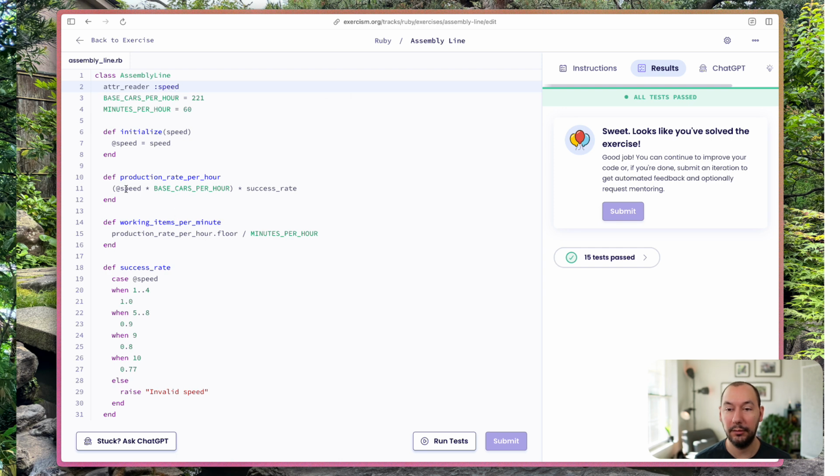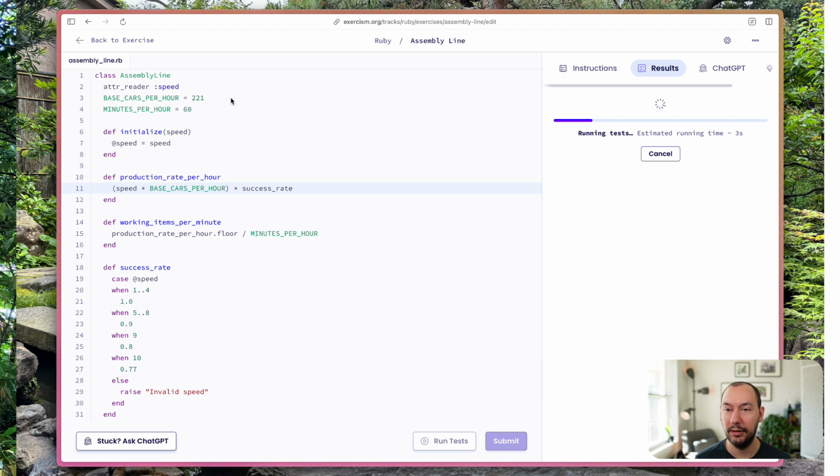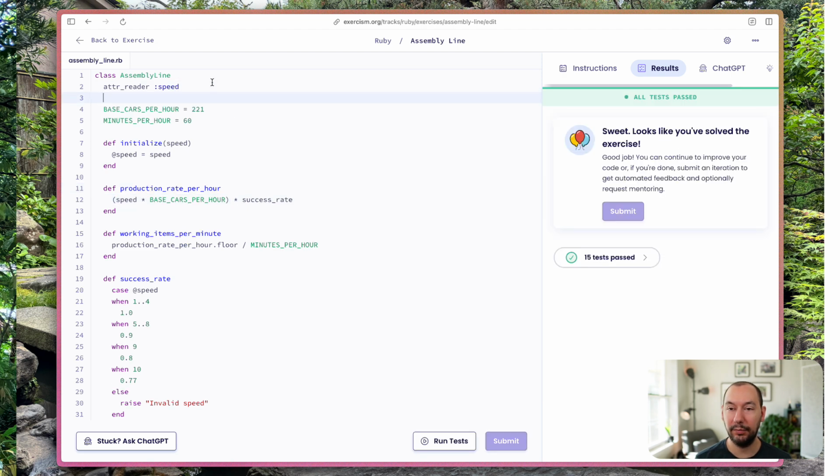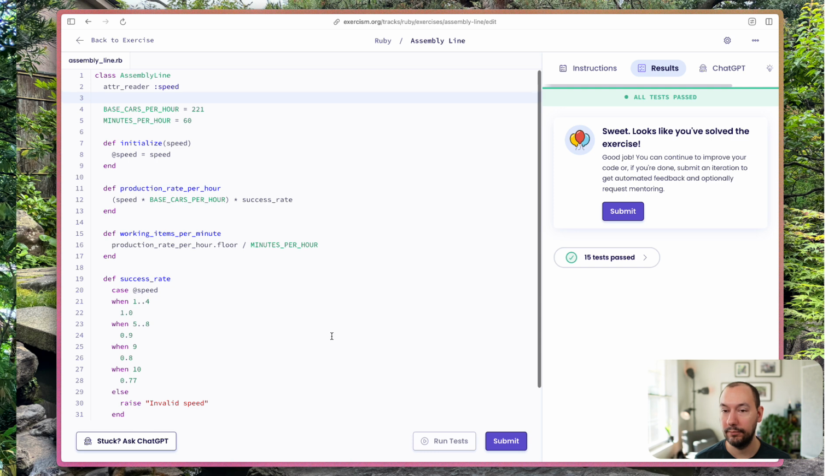Right? We could do something like this. That should still pass. Honestly, it's probably not necessary. I'm just going to put a space between those.